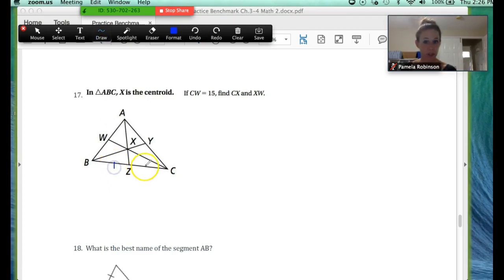So this section is congruent to this section, and then from this angle it goes to the middle of that side, so that would be congruent to that. From here it goes to the middle of this side, so this would be congruent to this. That's your medians. That's the centroid. Where all the medians meet is the centroid there.